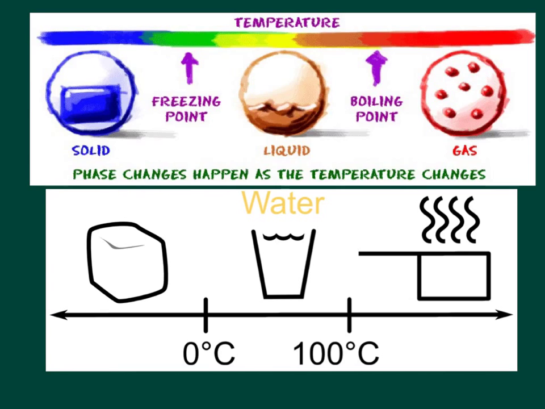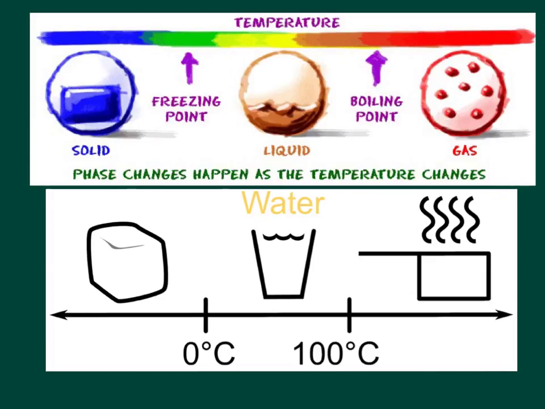Along with being able to identify phase changes, we're also going to need to know some information about specific temperatures. At the top of your screen here, you see that we have solid again, liquid, and gas. In between solids and liquids is a temperature called freezing point. The freezing point, which is also the same as the melting point, is the temperature at which a solid can become a liquid or a liquid can become a solid. So it's the temperature at which a substance freezes or melts.